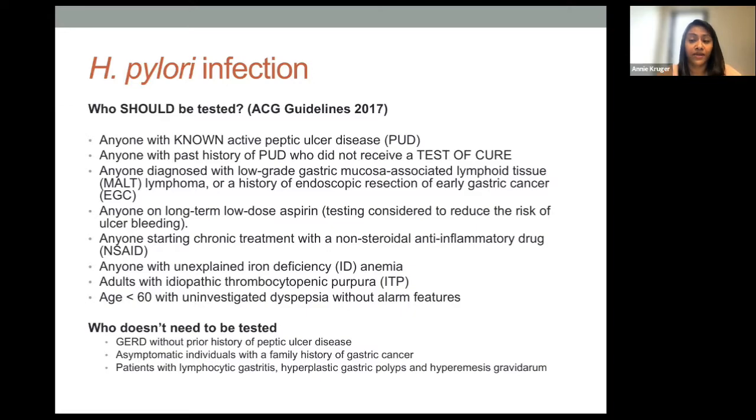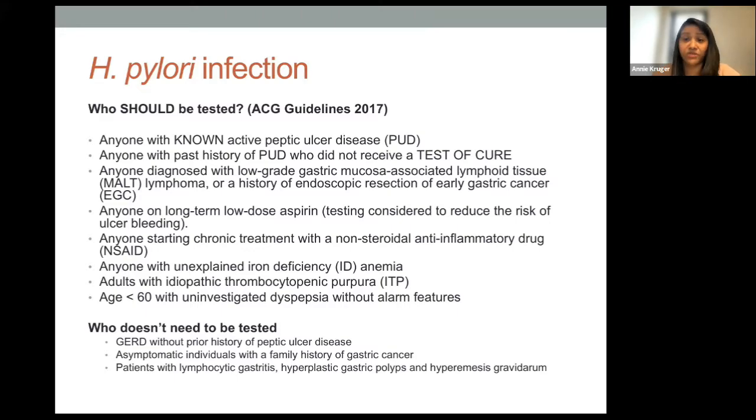And here's one that's always in tests and things like that. Anyone with ITP, a newly diagnosed ITP, should be tested for H. pylori. Why that is, we still are working that out, but really it's one of those things that you should probably know for a test question. Again, anyone under age of 60 with uninvestigated dyspepsia, without alarm features, you can easily test and treat in your clinic. Anyone with alarm features, what's alarm features?